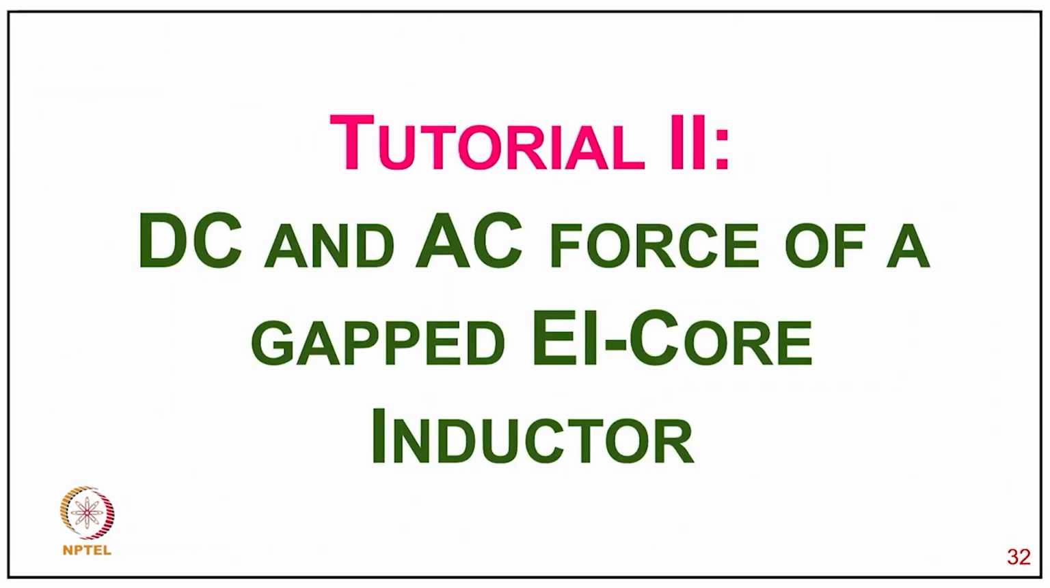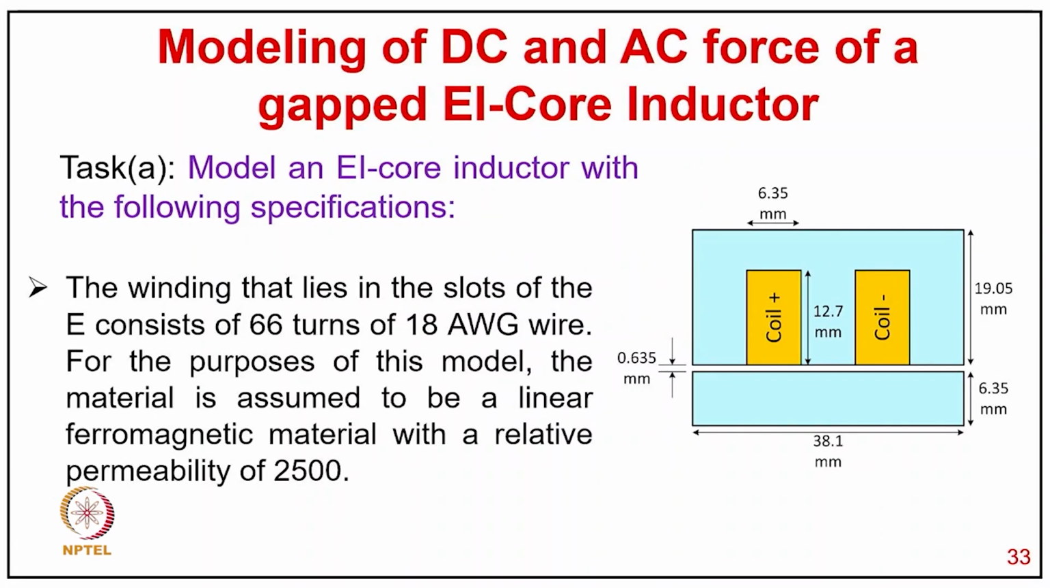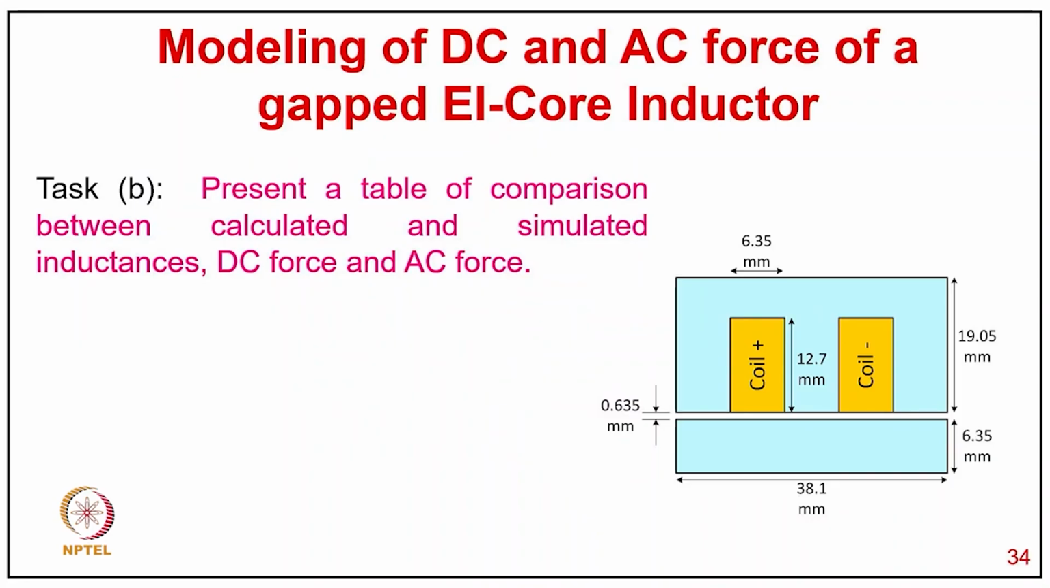Now coming to tutorial 2, DC and AC force of a gapped EI core inductor. So coming to modeling of DC and AC force of a gapped EI core inductor. Task A: model an EI core inductor with the following specification, as you can see typically in the diagram. The winding that lies in the slot of the E consists of 66 turns of 18 AWG wire. For the purposes of this model, the material is assumed to be a linear paramagnetic material with a relative permeability of 2500. And task B is to present a table of comparison between calculated and simulated inductance, DC force and AC force.